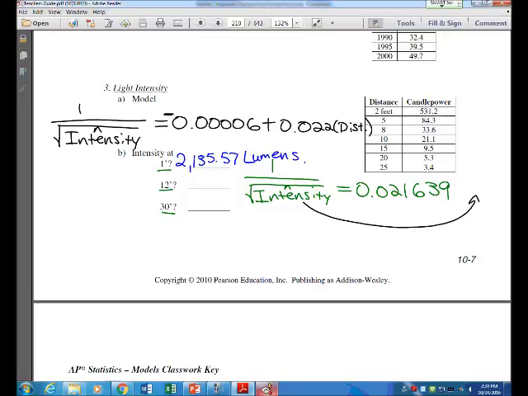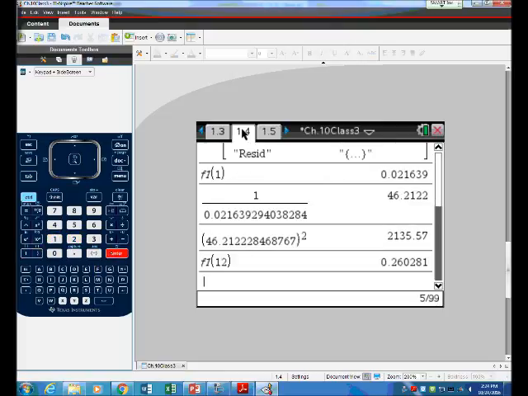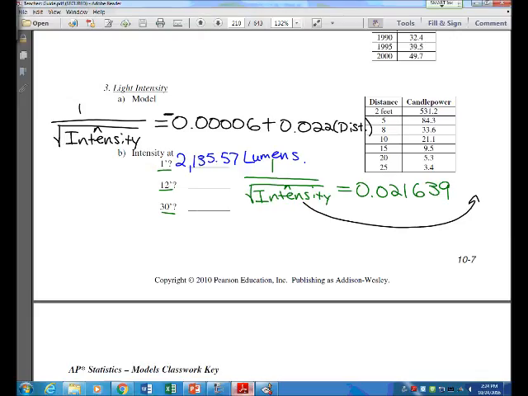So 12 feet. So F1 of 12. Again, that's not it. That's 1 over the square root of it. So I'm going to do 1 divided by that number, and then I'm going to square it. And that will give me the actual value of 14.761 lumens. We'll just say L for lumens. All right, which kind of makes sense if you look between 10 and 15, 21 to 9. Yeah, that's right. It's in the mix there.